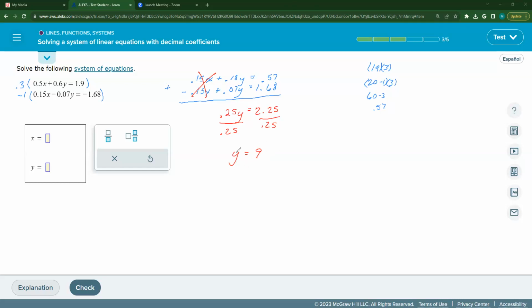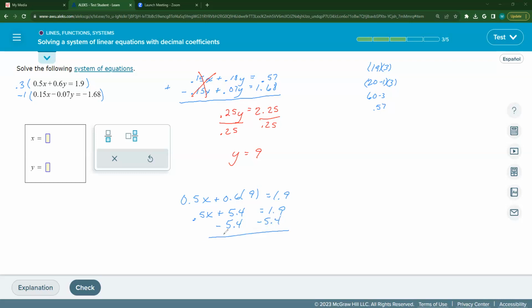All right, now I'm going to plug this 9 for y into either one of the equations. I kind of think I like the top one a little bit better, but neither one looks that great. So I have 0.5x plus 0.6 times 9 equals 1.9. This is 54 with 1 decimal, so this is 5.4 plus. Now 0.5 is the same thing as .5. Sometimes I get lazy about putting that 0 in front of it. 1.9. So I'm going to subtract 5.4.